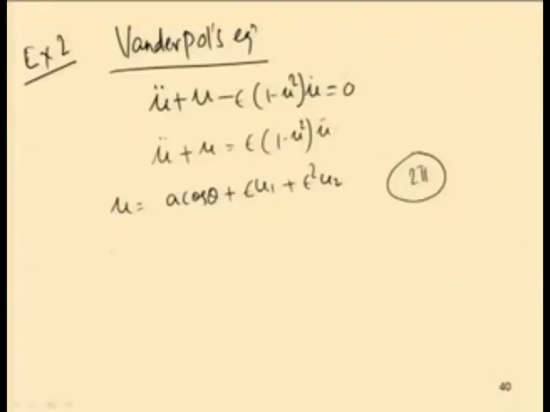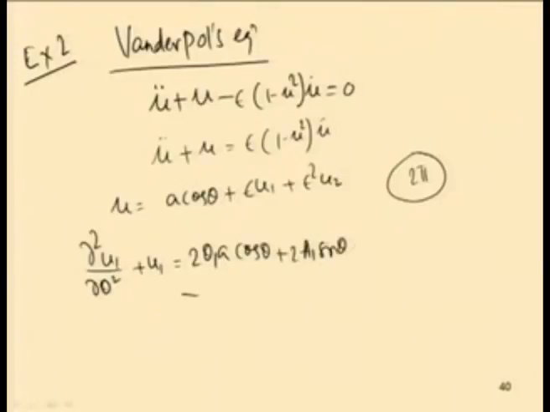We can write this equation in this form. So, del square u 1 by del theta square plus u 1 will be equal to 2 theta 1 a cos theta plus 2 a 1 sin theta minus a into (1 minus 1 by 4 a square) sin theta minus 1 by 4 a cube sin 3 theta.